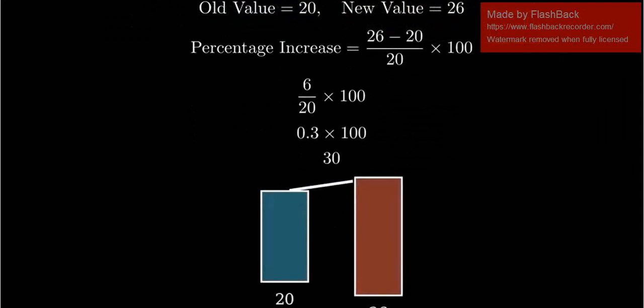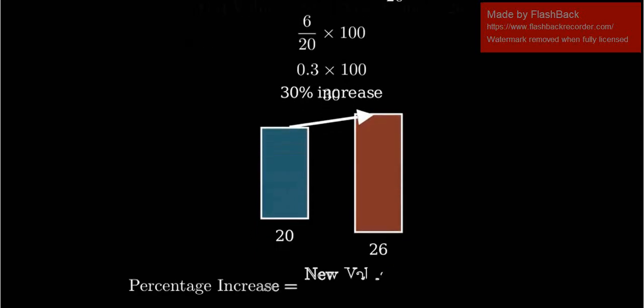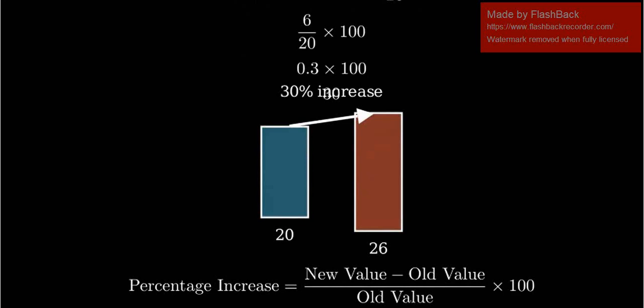Let's visualize this increase. In conclusion, we've learned how to calculate percentage increase using the formula, percentage increase equals new value minus old value, divided by old value, all multiplied by 100. We applied this formula to an example where a value increased from 20 to 26, resulting in a 30% increase.